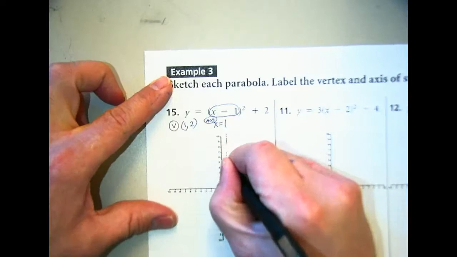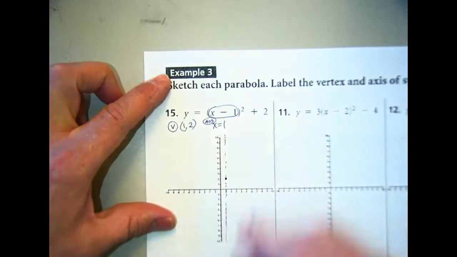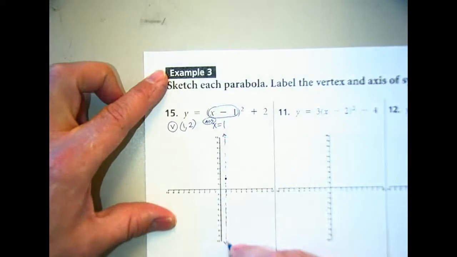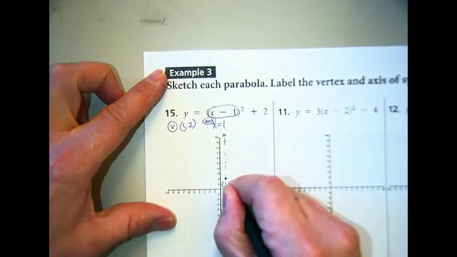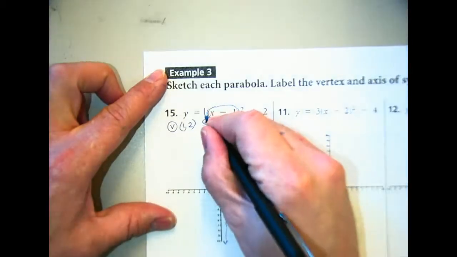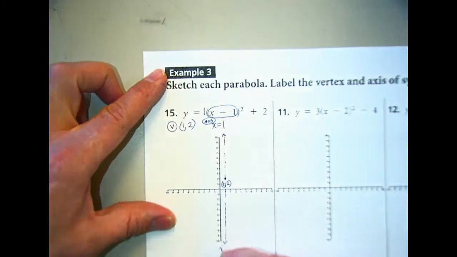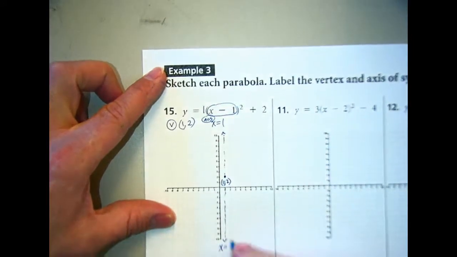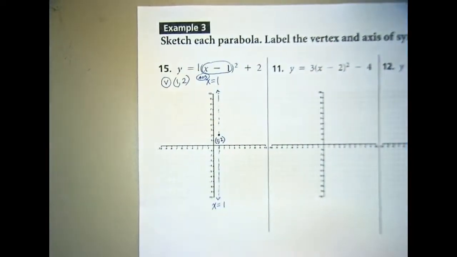Is this going to open up or down? Up. Now, when I label my point, I like to know if it's going to open up or down so I know where to put my point. So it's 1, 2. It's opening up because A is positive. In fact, A is 1 in this, right? Okay. And my axis of symmetry, we're going to label it by saying x equals 1. All right. How many are with me? All right. It's amazing. Okay.